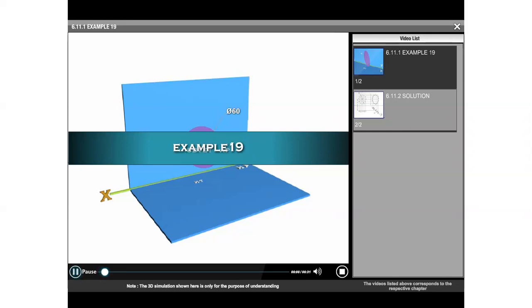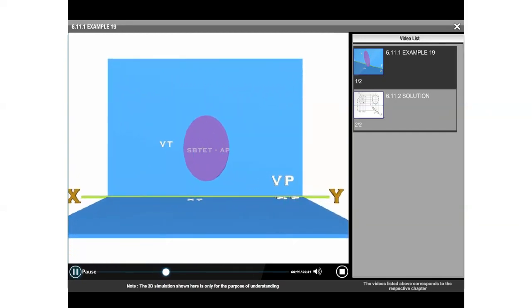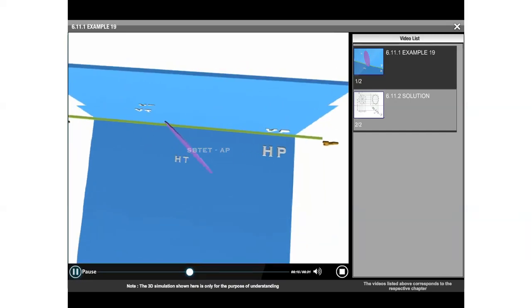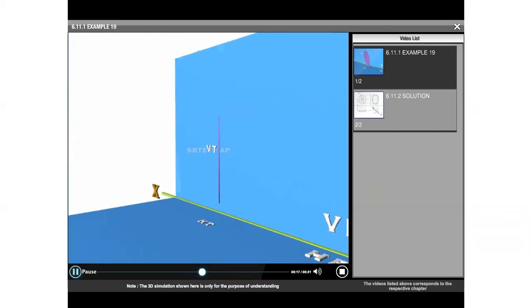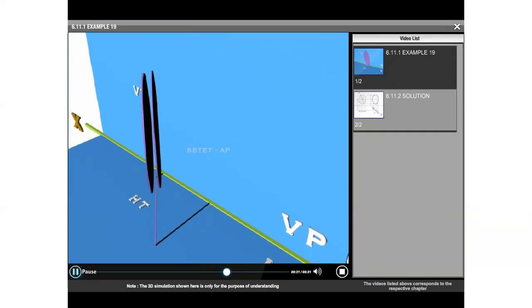Example problem 19. In this, a circular lamina of 60 mm diameter has its surface perpendicular to HP and inclined at 40 degrees to the VP. Its center is located at 40 mm above HP and 25 mm in front of VP.